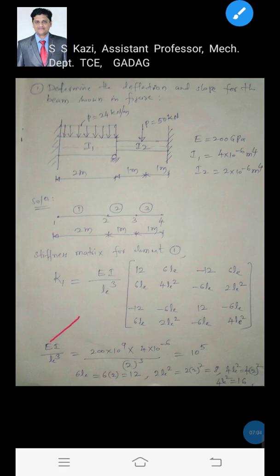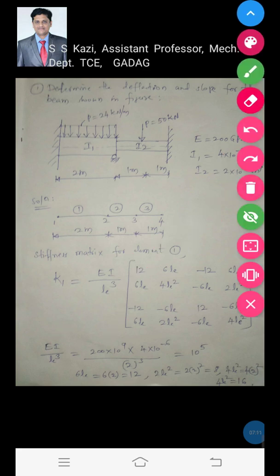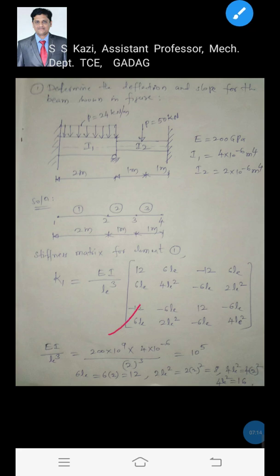Here EI by LE cubed. Young's modulus given is 200 GPa, that means 200 into 10 raised to 9 Newton per meter square. I will substitute all the data in meters because all the data is given in meters, so there is no need to convert into mm. 4 into 10 raised to minus 6 is the first element's moment of inertia, and the length of the first element is 2 meters, so I will use 2 cubed. If you calculate the ratio, you will get 10 raised to 5 only.